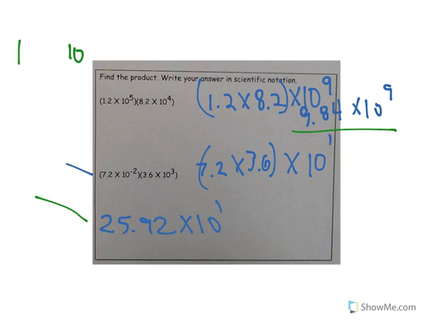25.92, so times 10 to the 1st power, because I got that from the negative 2 plus 3 in terms of those two powers. So now I've got to adjust this so it's in the correct scientific notation form. So it's going to be 2.592 times 10 to the 2nd power because I've got to move over the decimal point one more space in order to be accurately representing scientific notation. Just check that and make sure that makes sense. So we'll go over this more in class. Hope this makes sense.